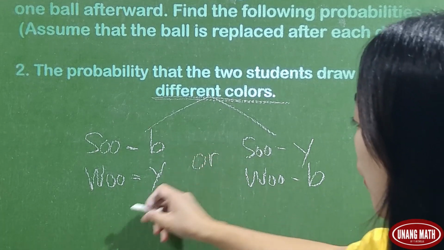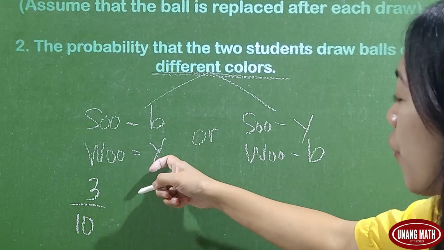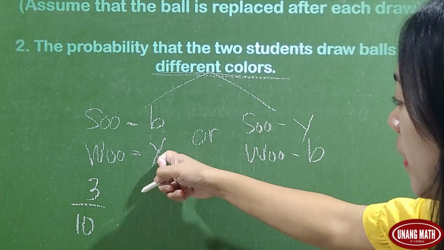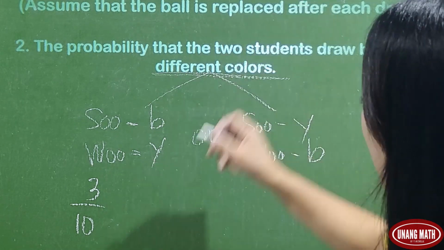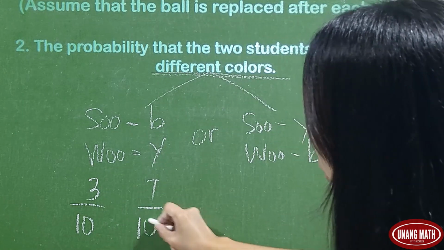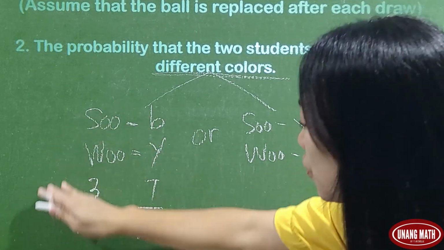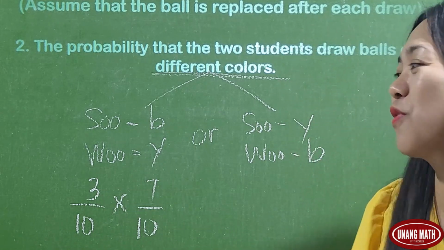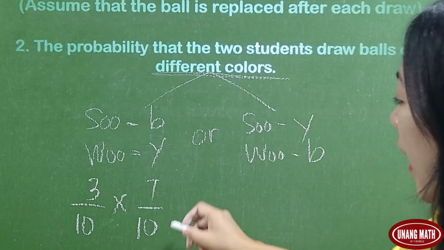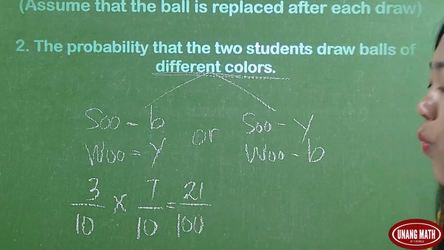Now, in this case, what is the probability that Sue will get blue? So it's 3 over 10. What about for U? What's the probability for a yellow ball? So we have 7 yellow balls. So it means 7 over 10. And these 2 happen, so we have to multiply these 2 probabilities together. And this is equal to 21 over 100.